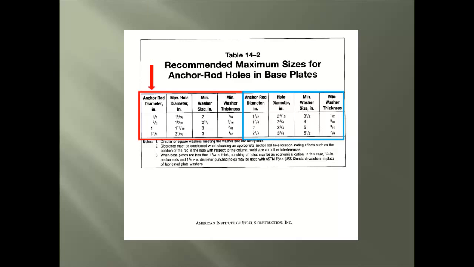Next, we cover each column provided, and the first is the actual rod dimensions being used, which covers 3/4 of an inch up to 1.5 inch rod diameters. Second column is the actual maximum hole allowed in the base plate. Third column is the minimum washer dimensions allowed. And lastly is the minimum washer thickness allowed.